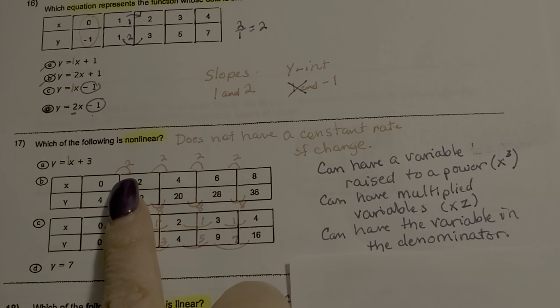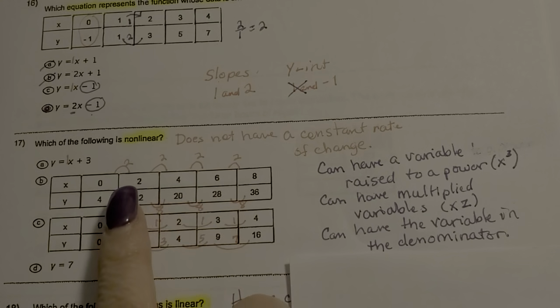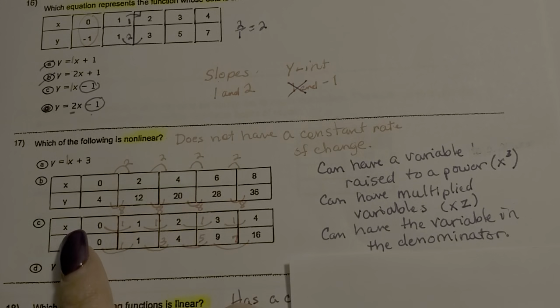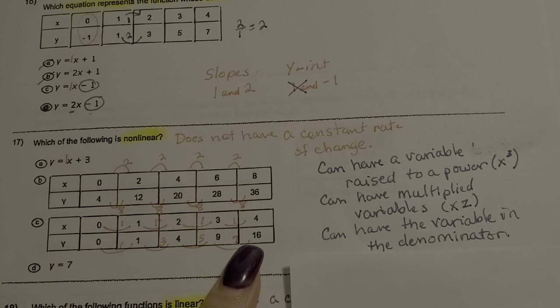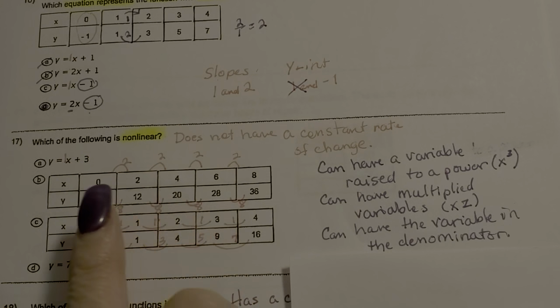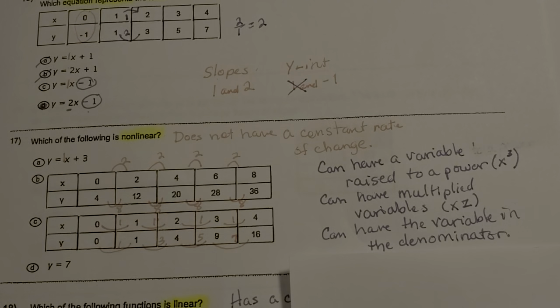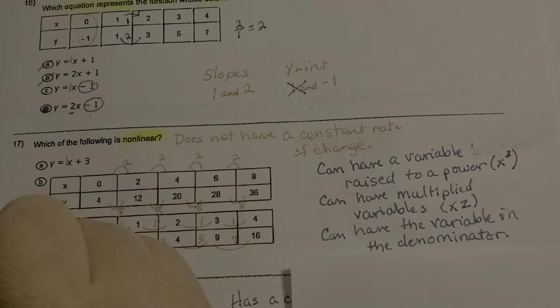So if we look at the change on the x and y for B, we see that it changes 2 across the top and 8 across the bottom. For the other table, we have a change of 1 across the top and 1, 3, 5, and 7, which is not constant across the bottom. The other two choices are linear equations that we've seen many times. Therefore, we know those are not nonlinear. So my only choice that does not have a constant rate of change is answer choice C.